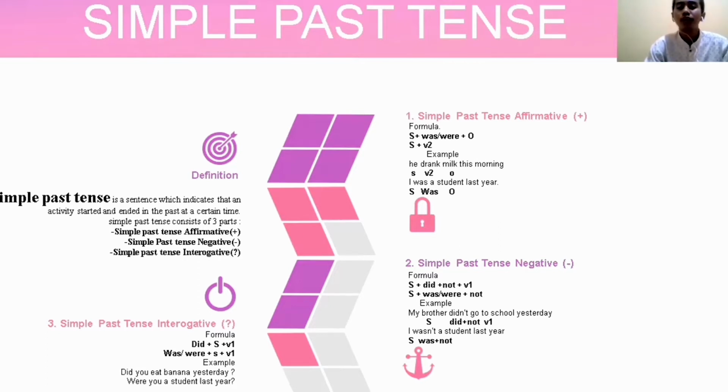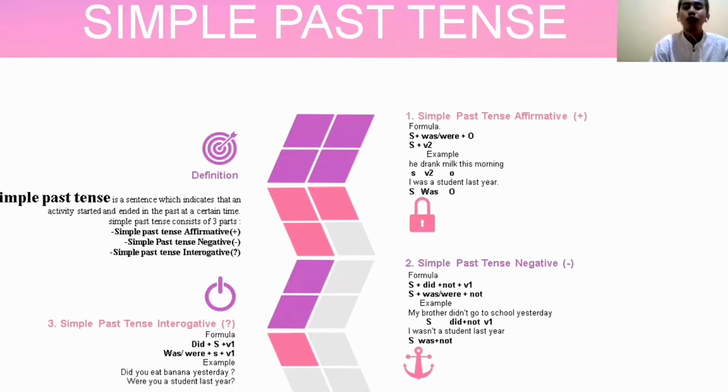Okay, simple past tense affirmative. We can use the formula subject plus was or were plus object. Example, I was a student last year. We can see I as subject, was as formula, student as object. The second formula, subject plus verb 2. Example, he drank milk this morning. We can see he as subject, drank as verb 2 and milk as object.